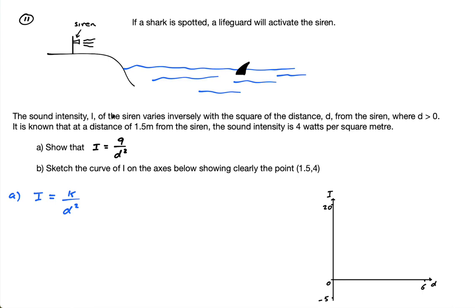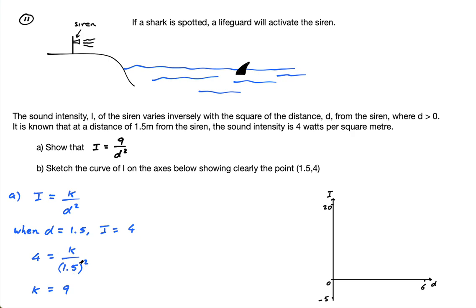Then it says when d is 1.5, so when d equals 1.5, I is equal to 4. So we can sub this in. I can say 4 equals k over d squared, which is 1.5 squared. And then k is equal to 4 times 1.5 squared. So if you multiply that, 1.5 squared is actually 2.25, and 2.25 times 4 is 9. So k is equal to 9.